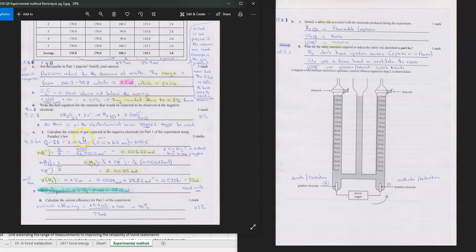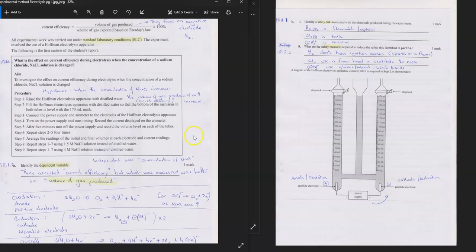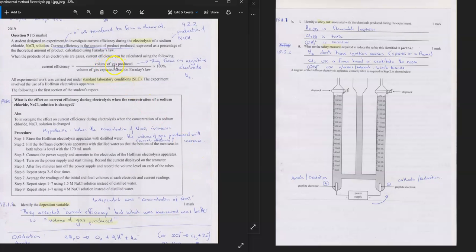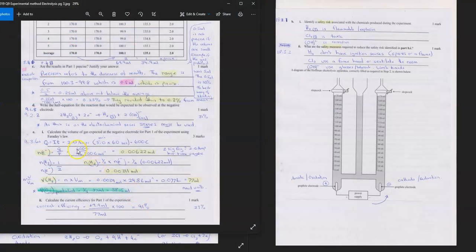So calculate the volume of gas expected at the negative electrode. They're really focusing here on the negative electrode, which is producing hydrogen. Even though we're producing hydrogen and oxygen, for the volume of gas, you look at it in terms of hydrogen. This is just Faraday's laws. It's 3 marks. You should be able to do Faraday's laws. You might have got up to this point and not remembered this equation.